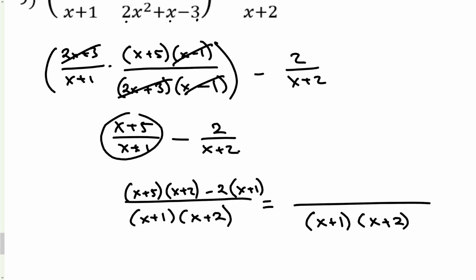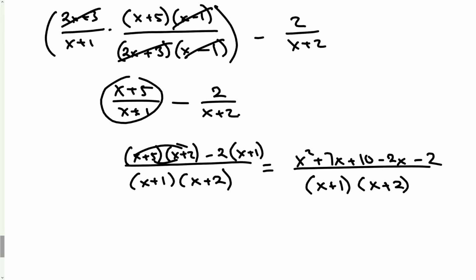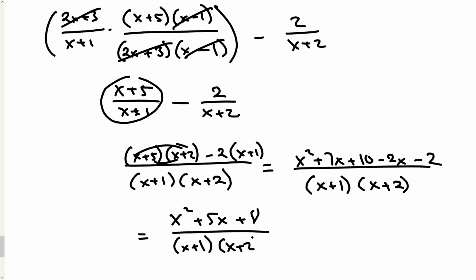FOIL and combine like terms. So we have x squared, 2x, 5x is 7x plus 10 minus 2x minus 2, which gives me x squared, the 7x minus 2x, so that's plus 5x plus 8 over x plus 1, x plus 2.